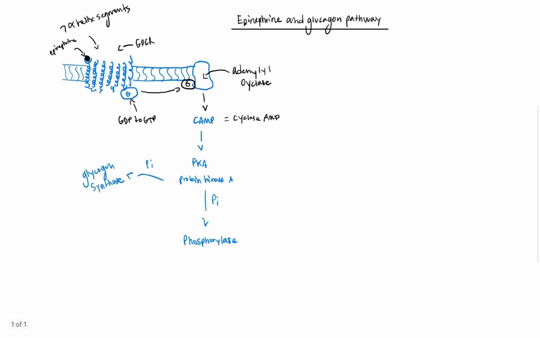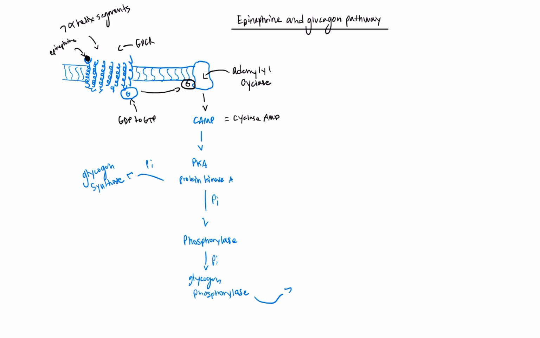So essentially, this phosphorylase will phosphorylate another molecule called glycogen phosphorylase. Now what this will do is it's an enzyme responsible for cleaving off the subunits of glycogen. So it's going to cleave off glucose 6-phosphate subunits.